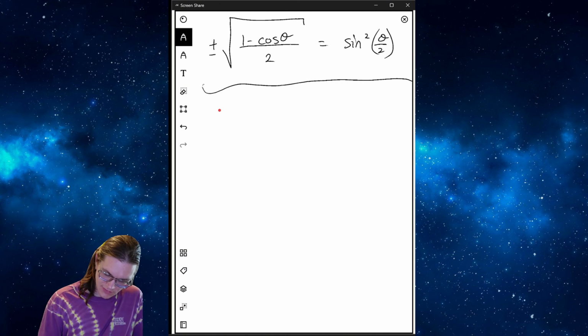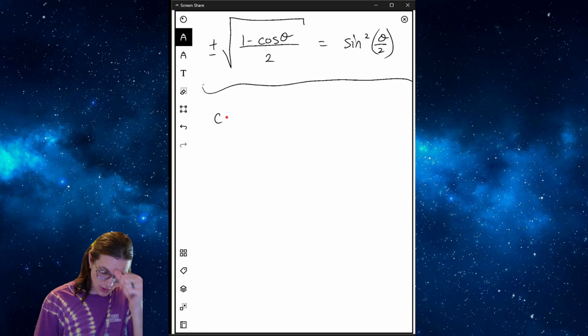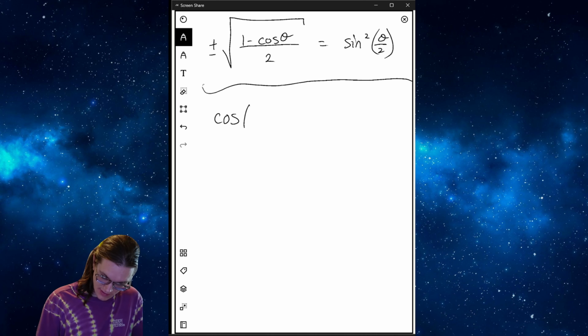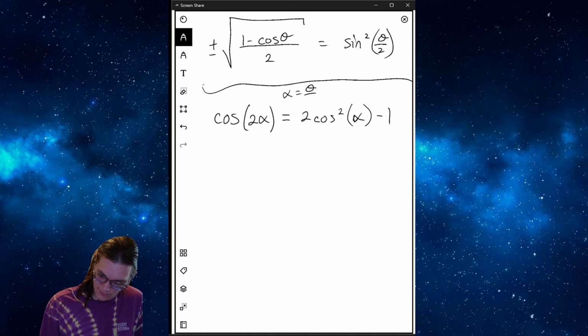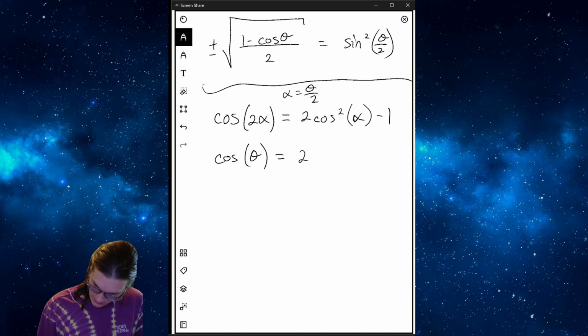All right, so we're going to do the same thing if you want to show it for cosine. So we take the cosine double angle once again, which equals 2 cosine squared alpha minus 1. And alpha is theta over 2. So cosine of 2 times theta over 2 is just theta, equals 2 times cosine squared of theta over 2 minus 1.